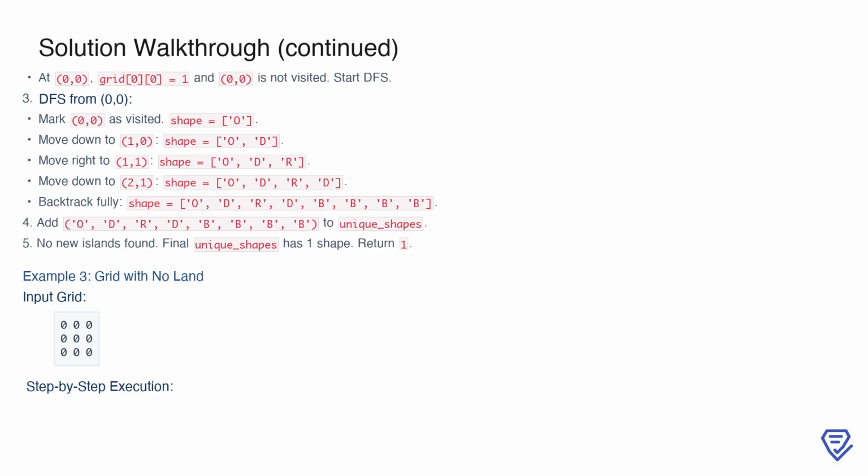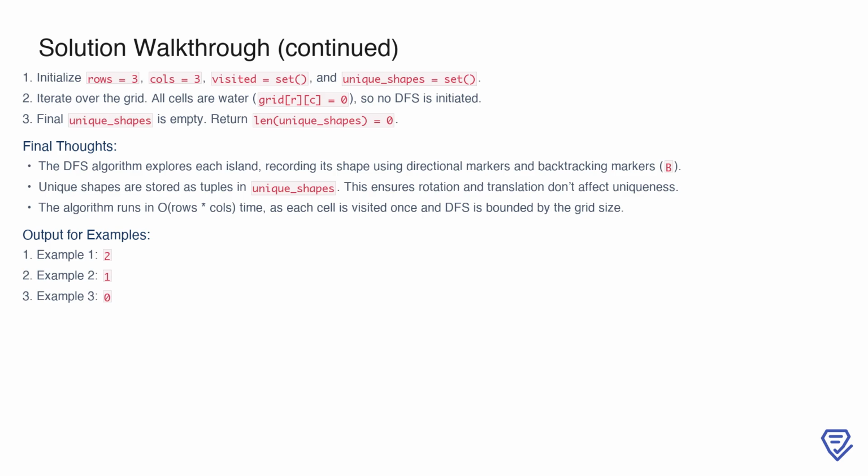From there, we move right to 1, 1, adding R, and then move further down to 2, 1, adding another D. After reaching 2, 1, all other potential moves are invalid or lead to previously visited cells, so we backtrack fully, adding multiple B markers to indicate the return path. The final shape becomes O, D, R, D, B, B, B, B, which is added to the unique_shapes set. Since no new unvisited land cells remain, the algorithm identifies only one unique island shape in this example and returns one. In the final example, we have a grid with no land at all, every cell contains water.